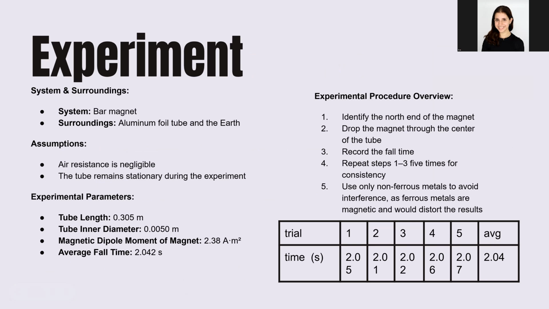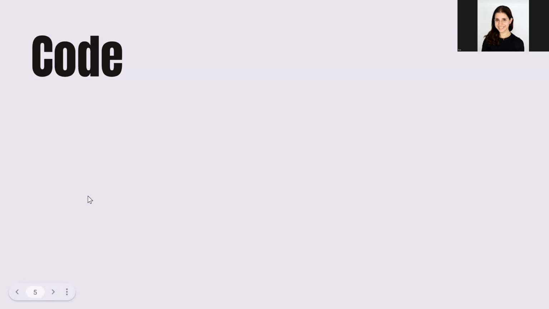So basically the steps that I took to do the experiment were identifying the north end of the magnet, dropping the magnet through the center of the aluminum foil tube, then recording the time that it took for the magnet to fall through the tube. And I repeated this 5 times just to maintain consistency. And I only used non-ferrous materials so that I would avoid interference, because ferrous metals are magnetic and this would distort the results of the experiment.